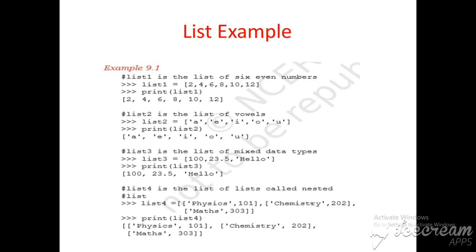Then the next one is list3. It has mixed data types. 100 is an integer, 23.5 is a floating point type, hello is a string data type. So we can make a list of different data types. Then the next one is called a nested list. list4 is a list of lists. It is called a nested list. This list contains 3 lists inside it. Physics and 101 are considered the first list, chemistry and 202 the second list, maths and 303 the third list. So list4 contains other lists, which is called a nested list. While printing list4 we get that nested list. So this is the way of creating a list and different types of list examples.